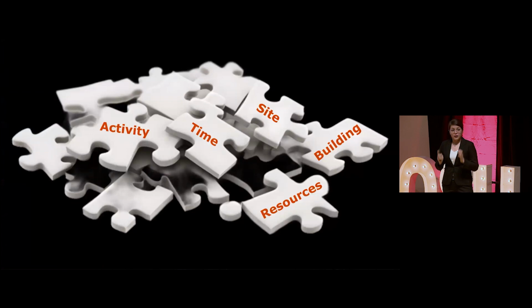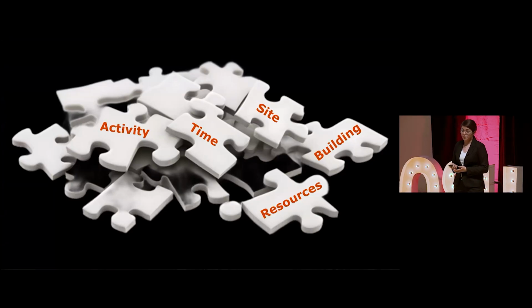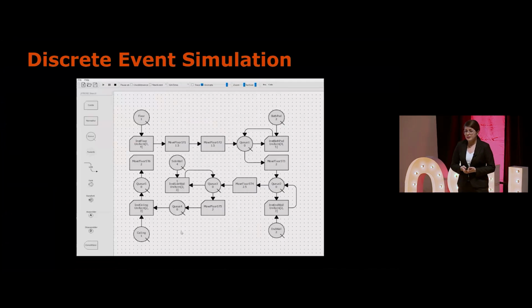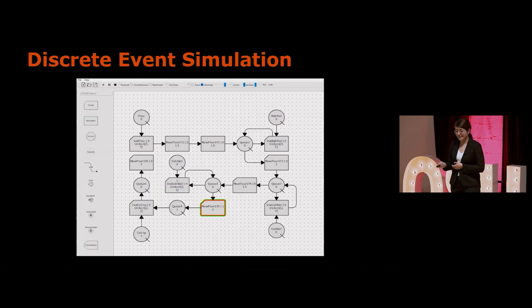The pieces of the puzzle for a construction planner are timing, activity sequences, the building product, site layout, and resources like equipment, materials, and labor. The current techniques address some of these, not all of them. For example, one method is discrete event simulation, which represents construction processes as flowcharts using rectangles for individual activities, circles for resources, and arrows for the sequences. So it addresses some of the pieces, but it doesn't cover everything. And if it looks difficult to understand, it is.